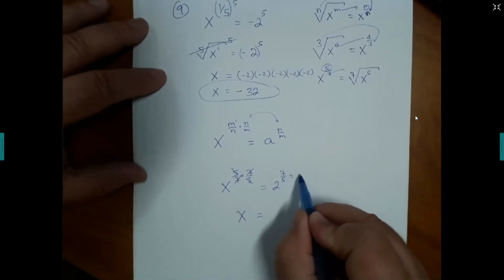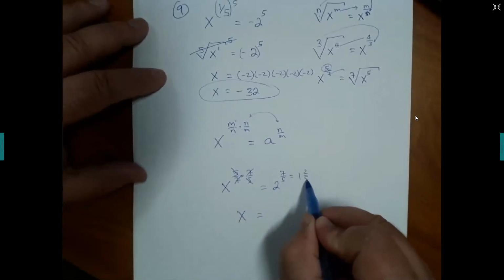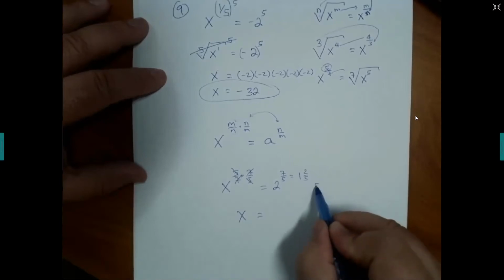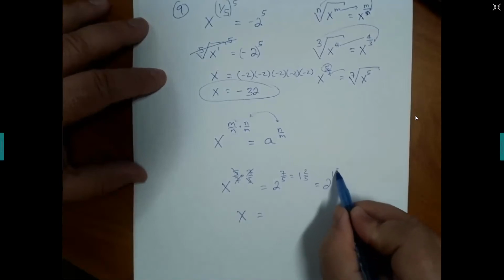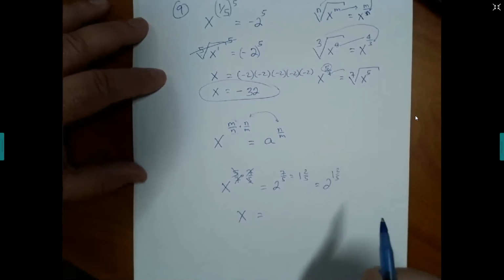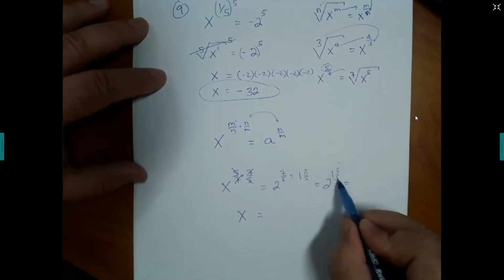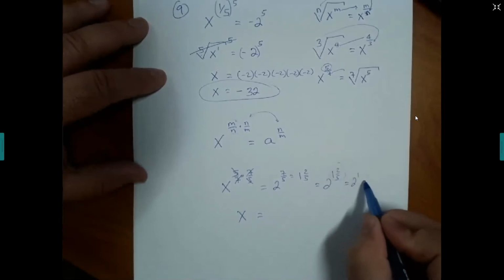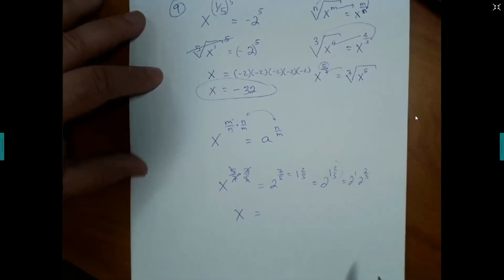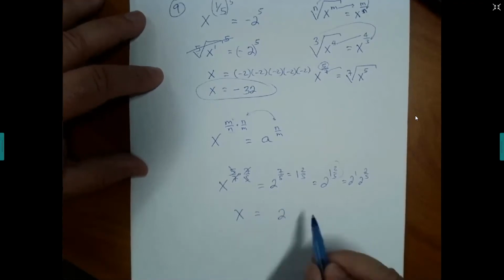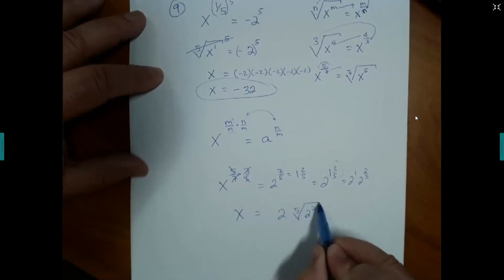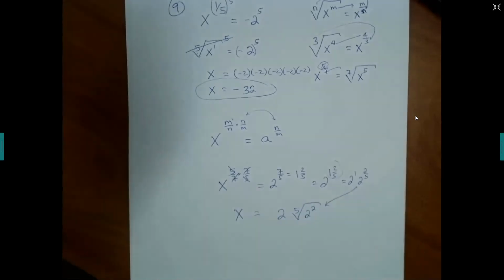This is the same thing as 1 2/5. So we have 2 to the 1 2/5. Because it's a mixed number, I break it down into 2 parts. So I have 2 times the 5th root of 2 squared. There's your answer.